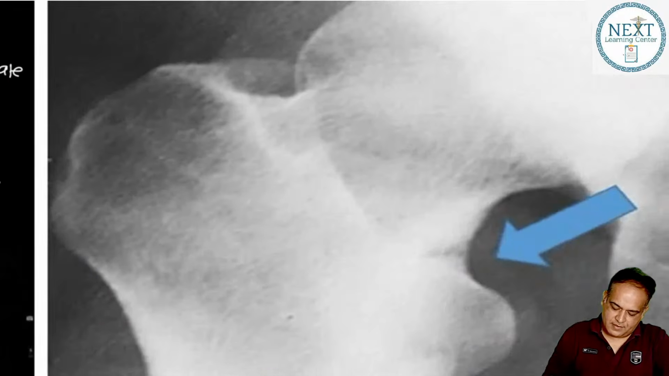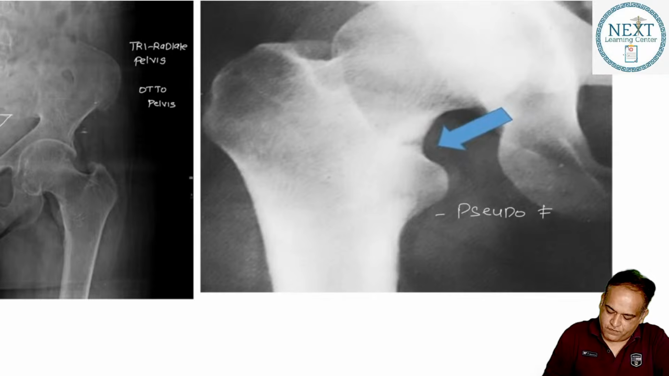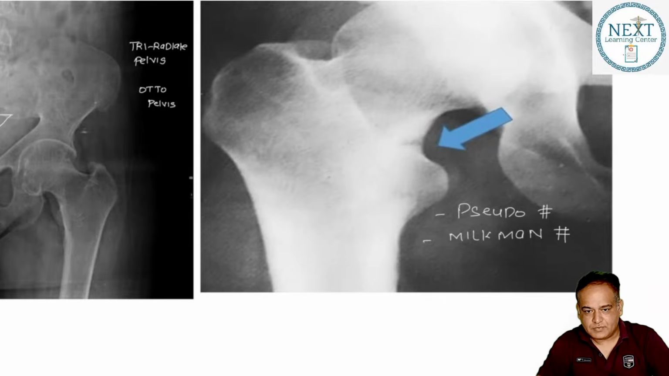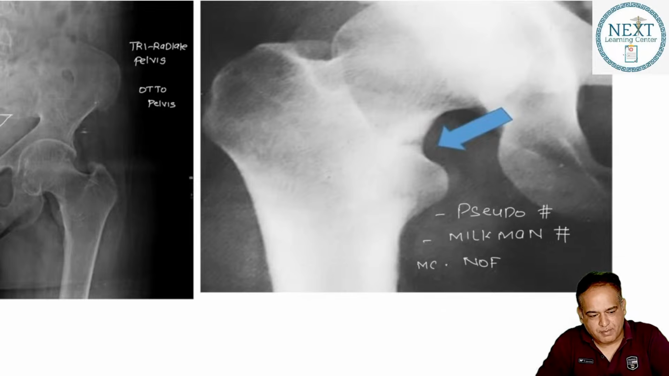Okay, and what do you get to see here? These are called pseudo fractures, also called Milkman fractures. Dr. Milkman discovered these fractures. So what is the most common site? Most common site is neck of femur. They are common in the lower limb.